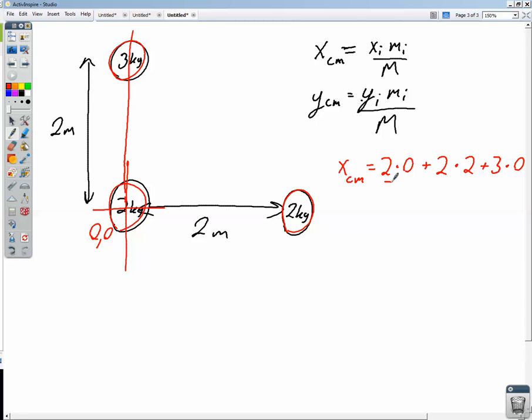And we're going to divide this by the total mass of the system. 2 plus 2 is 4, plus 3 is 7 kilograms. So we have an x-coordinate of the center of mass is equal to 0 plus 4 divided by 7.